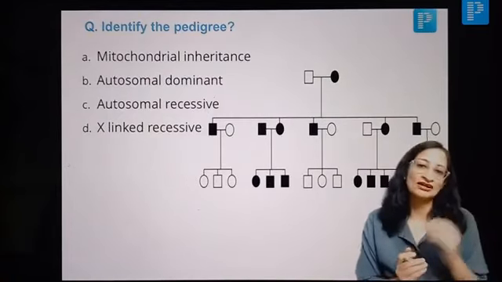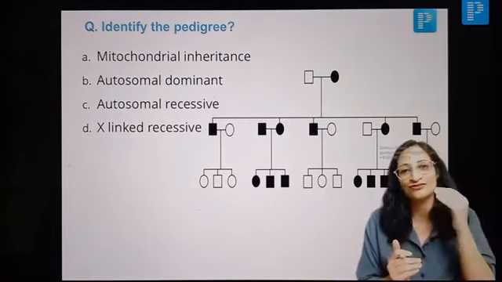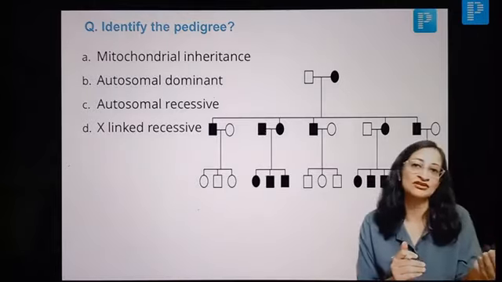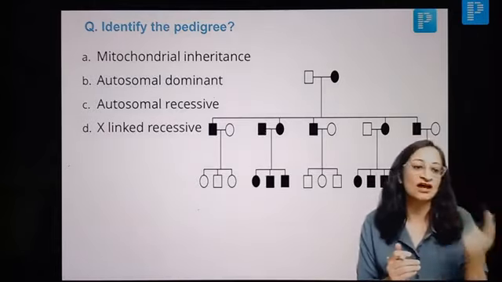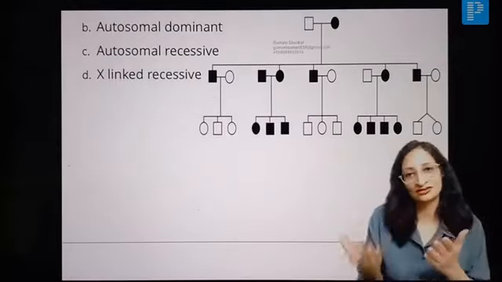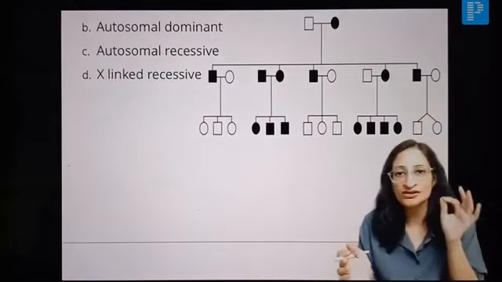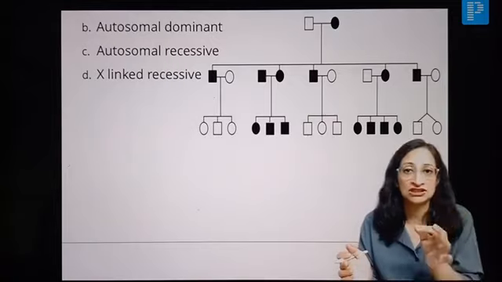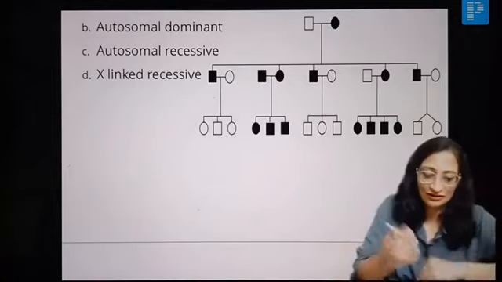One is, okay, I'll tell you the first rule at the end. One rule is, if any child is affected and one of the parents is also affected, it is dominant inheritance. Another rule, father to son transmission rules out X-linked inheritance. And the third or the first rule is, if all children of an affected female are affected, then it is mitochondrial inheritance. Now let us see.